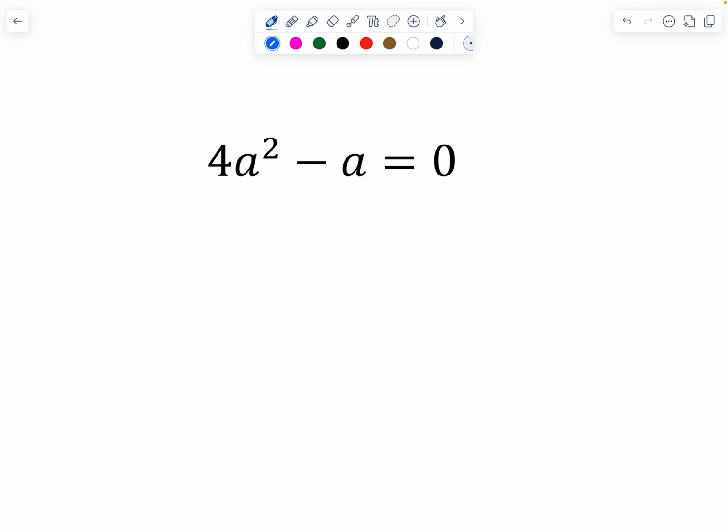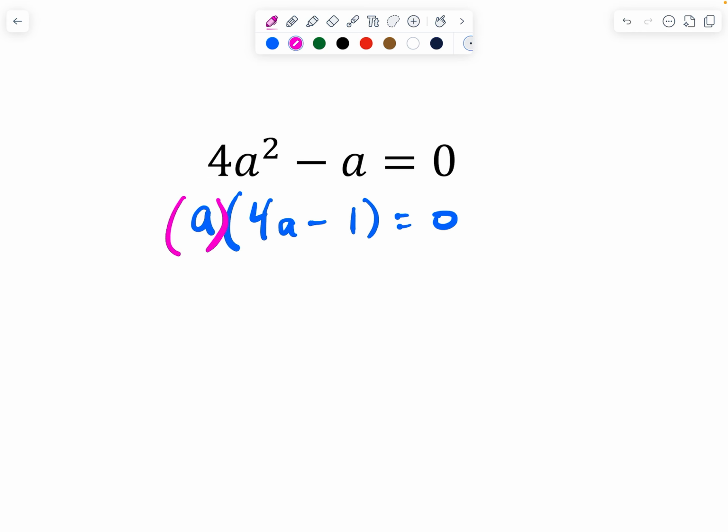All right, our last example. We got 4a squared minus a equals 0. Notice on this one you have a common factor, which is a. It's common to both. And take a out of it, you have a times 4a minus 1 equals 0. Now this is not a difference of squares. Okay, you can't square root a nicely.